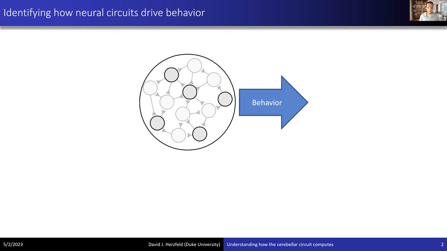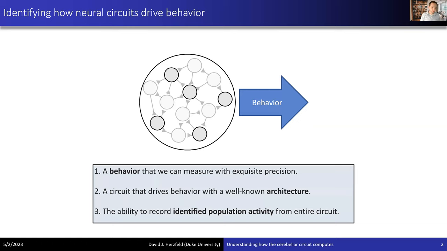And so my strategy has been to spin this normal paradigm on its head and focus on three things. The first is you have to have behavior. If you're interested in understanding how neural circuits control behavior, you really want to start with a behavior that you can measure with an incredible amount of precision. And the behavior that I've always been interested in since I've been in Reza's lab and then my time in Steve's lab has been motor behavior, in part because we can quantify it incredibly well.